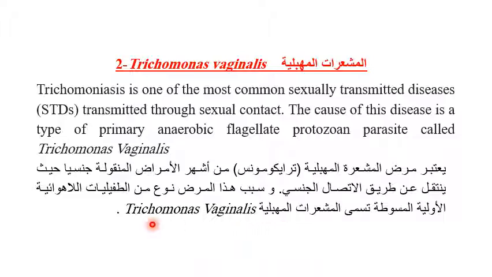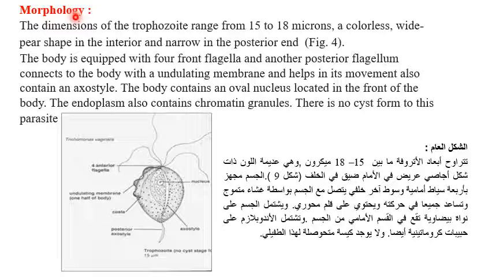Morphology of Trichomonas vaginalis. The dimensions of the trophozoite range from 15 to 18 microns, a colorless, wide pear shape in the anterior and narrow in the posterior end, like in this figure 4.